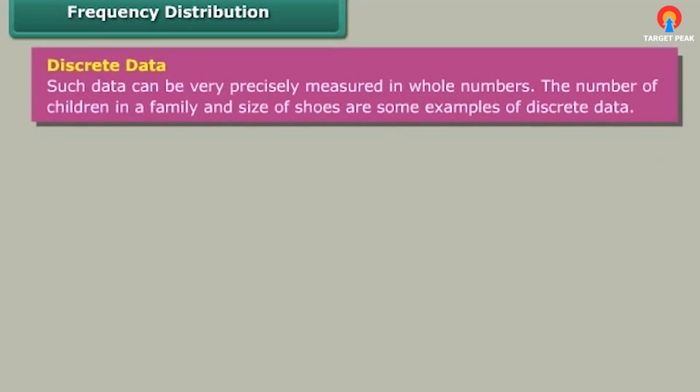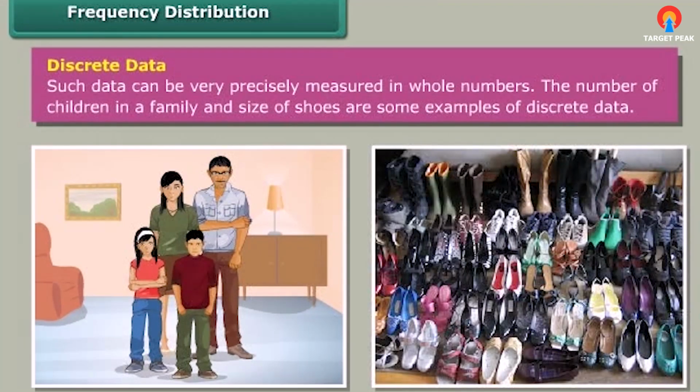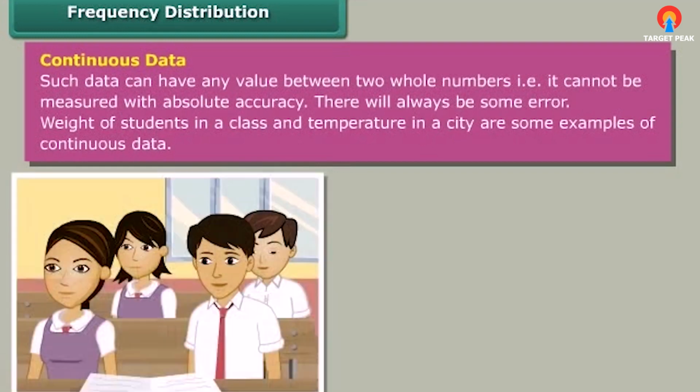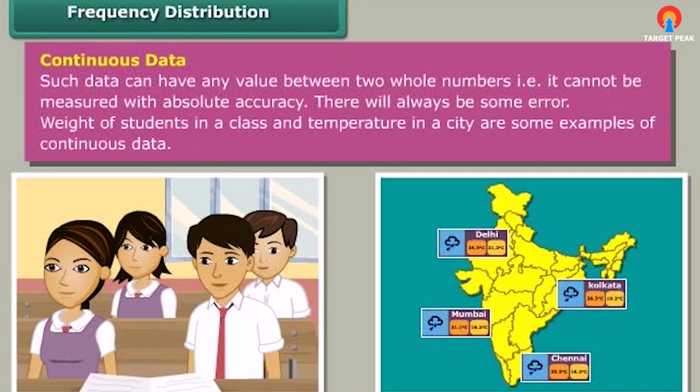Discrete data. Such data can be very precisely measured in whole numbers. The number of children in a family and size of shoes are some examples of discrete data. Continuous data. Such data can have any value between two whole numbers, that is, it cannot be measured with absolute accuracy. There will always be some error. Weight of students in a class and temperature in a city are some examples of continuous data.